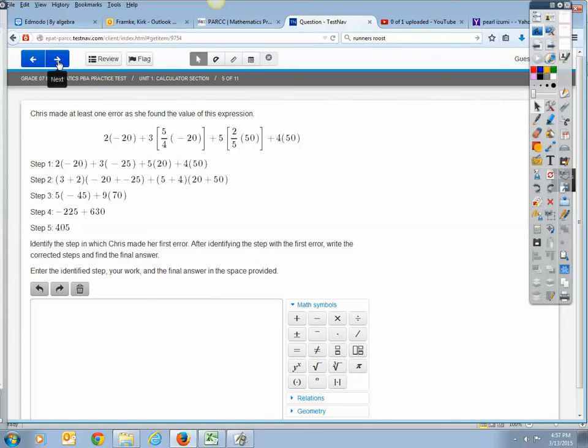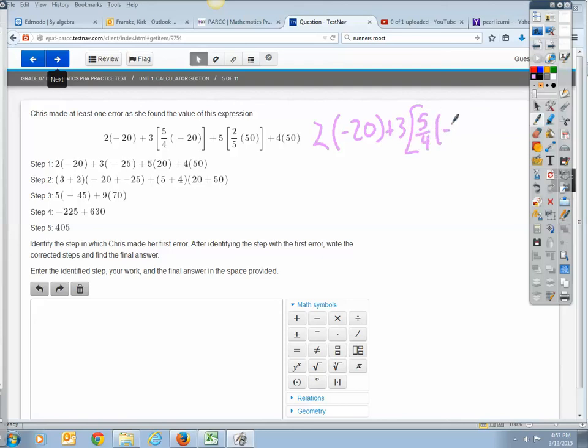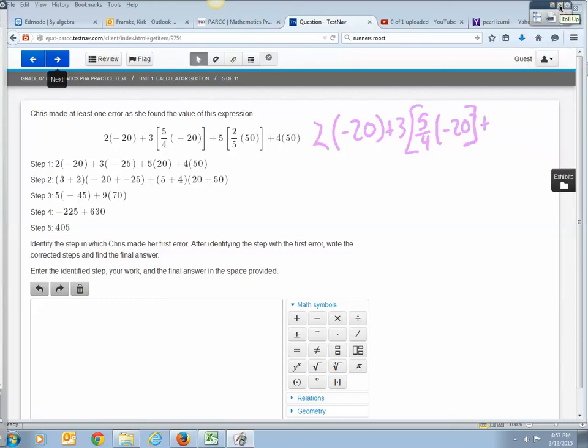So let's rewrite the problem, because that's what good students do. So we have 2 times negative 20 plus 3, and this is just a fancy parenthesis. Plus, I'm going to run out of room. Alright, so I have to do what's inside these parentheses first.